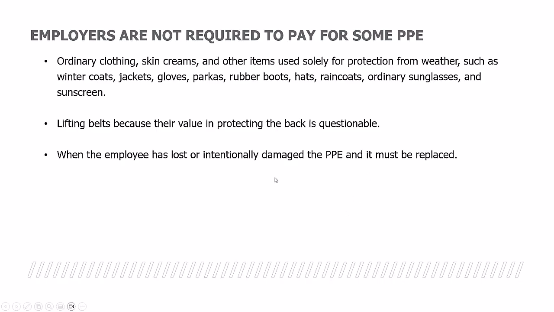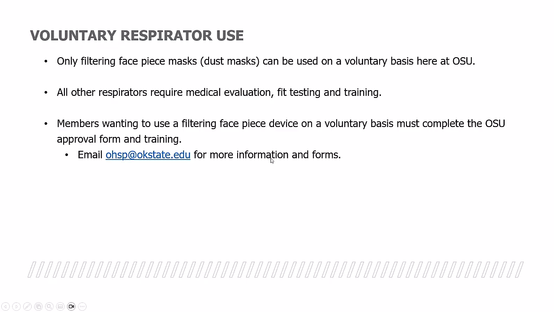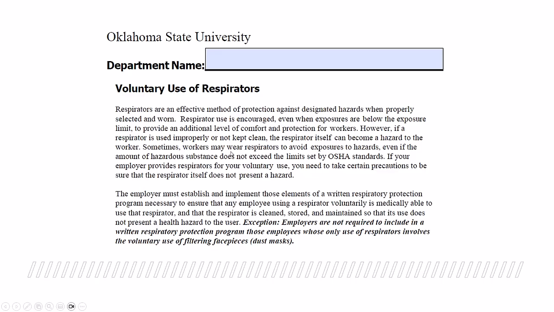So, like I said, just take note of your PPE requirements and make sure you take care of what you have. If for some reason you do elect to wear a respirator voluntarily, only filtering face piece masks, such as a dust mask, can be used on a voluntary basis here at Oklahoma State University. All other respirators require medical evaluation, a fit test, and, of course, training. Members wanting to use a filtering face piece device on a voluntary basis must complete the OSU approval form and training. That's some of the requirements we have here at Oklahoma State University.